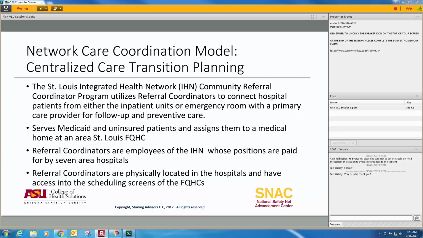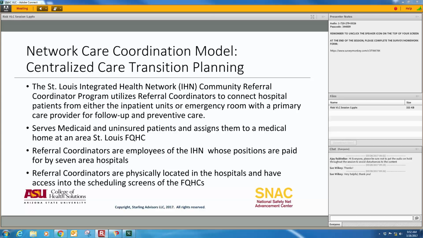And so this essentially helps to reaffirm the PCMH model and get those patients effectively scheduled to see a primary care provider upon discharge. In this particular case, the referral coordinators have access to the scheduling screens for the health centers, and so they're able to actually go in and set up those appointments with the patient prior to their discharge.